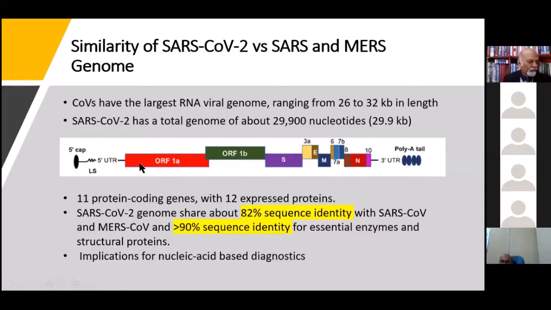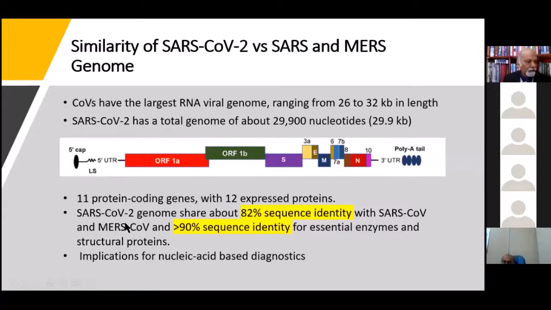So the open reading frames, or ORFs, are arranged in the order of replicase and protease 1A, 1B, and then followed by the major structural proteins, the S, E, M, and N proteins. And these are considered as the major drug or vaccine targets.